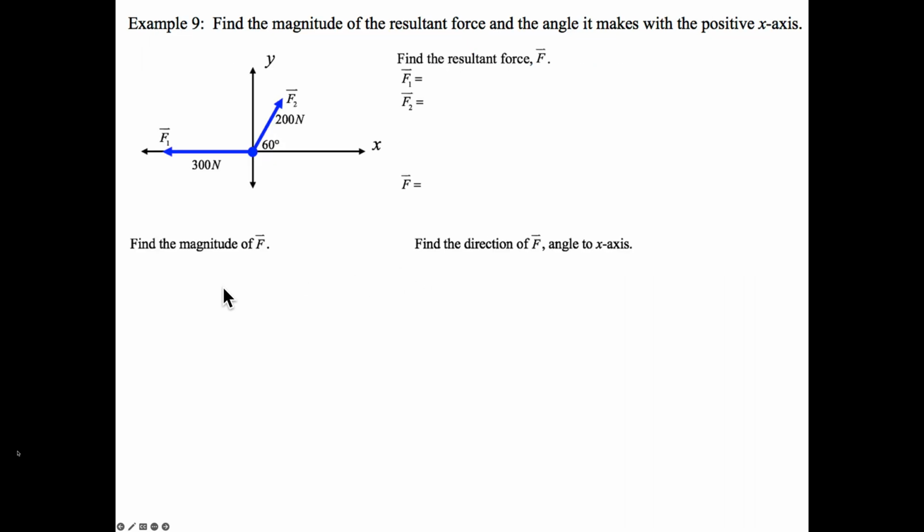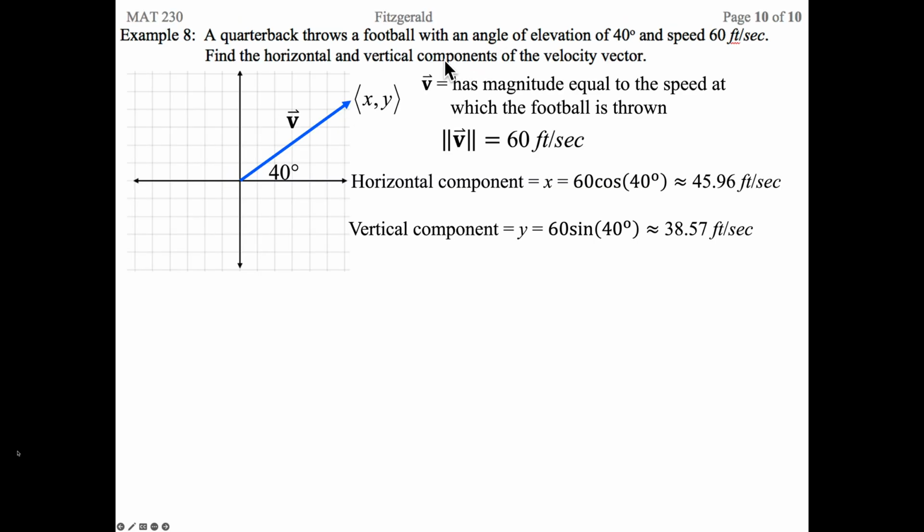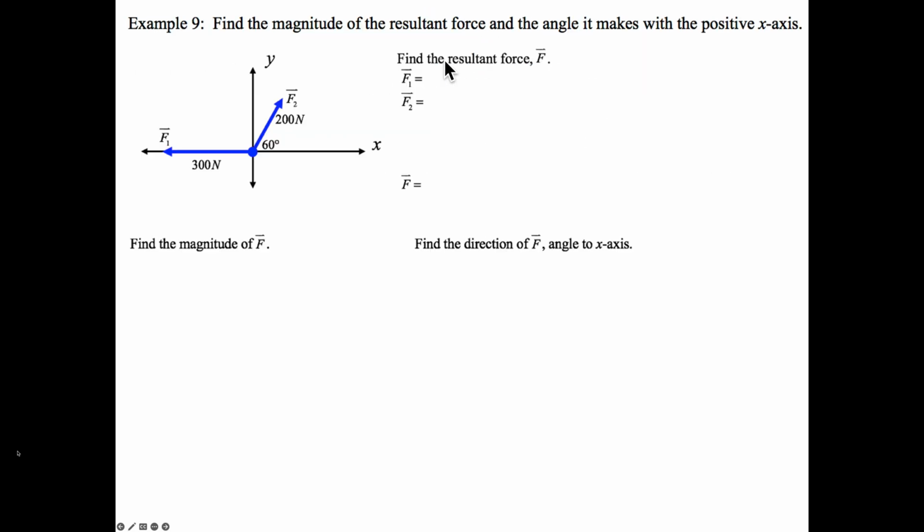Example 9. Find the magnitude of the resultant force. That's like saying the resultant vector, and the angle it makes with the positive x-axis. All right, so whoops, doggone it, went backwards. All right, so if we want to find some of these vectors in component form, force 1, it's along the negative x-axis, so that would be negative 300 and 0.